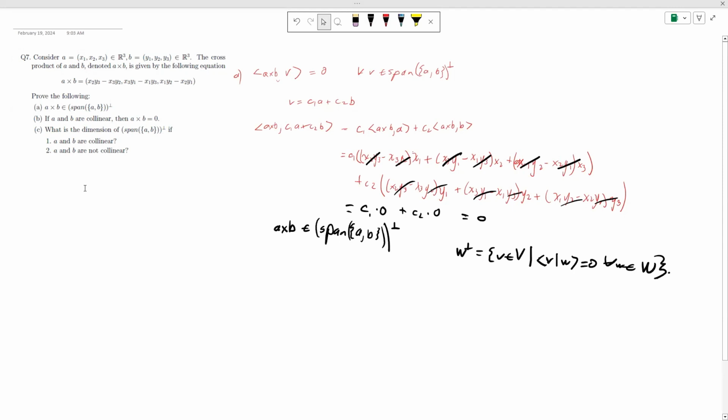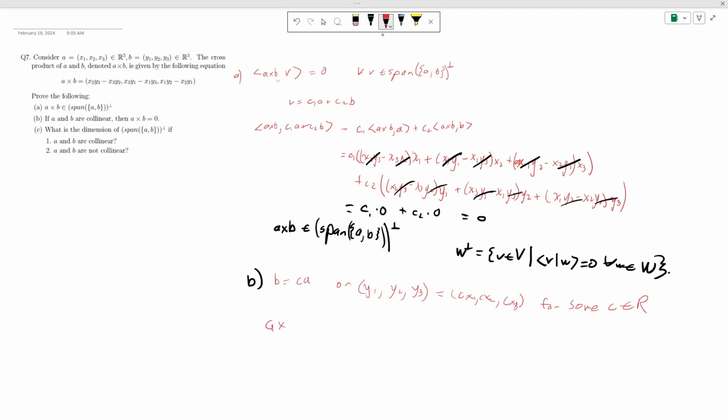Now I'm going to be looking at question B. It's saying that if they're collinear, then A cross B equals 0. So in order for them to be collinear, B equals cA, or (y1, y2, y3) equals (cx1, cx2, cx3) for some c an element of the real numbers.